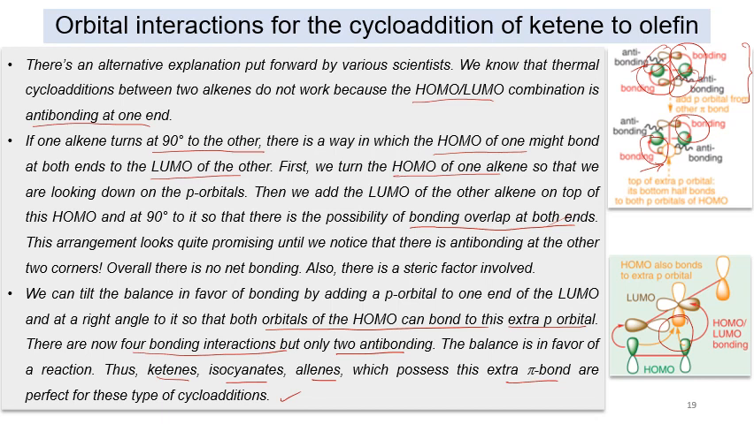Okay, so this is an alternative explanation for the cycloaddition of ketenes to olefins. So you can see here now with respect to this orbital, this is antifacial. With respect to the olefin, this is suprafacial. So this is pi 2s plus pi 2a and therefore thermally allowed.